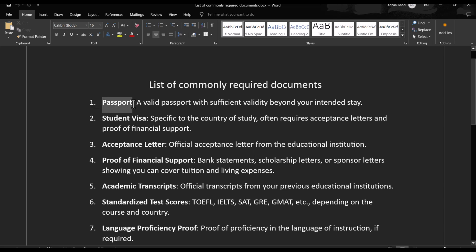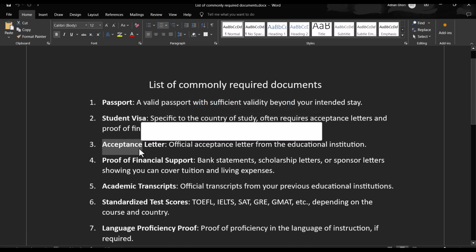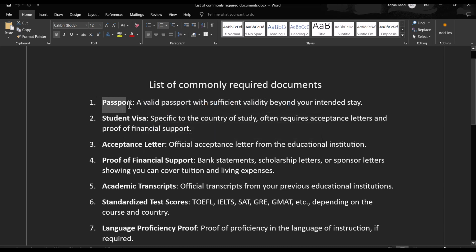As we all know, we need a passport, right? We need a student visa. We need an acceptance letter. Without a passport you cannot apply for any college, or even if you can apply, once you are accepted you need to have a passport to fly and go to the other country.